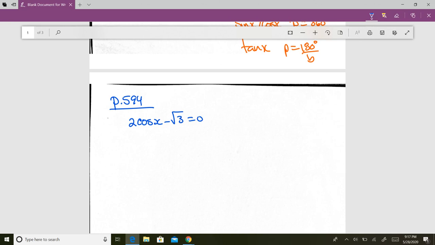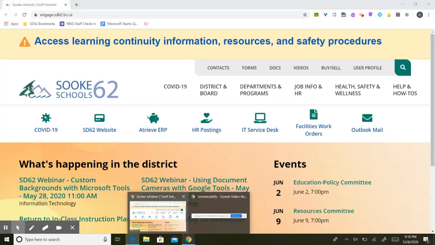Solve this and give the general solution. Okay, so solve it normally. Move the root 3 over. So I get 2 cos of x is root 3. I'm going to divide off the 2. Cos of x is equal to root 3 over 2.